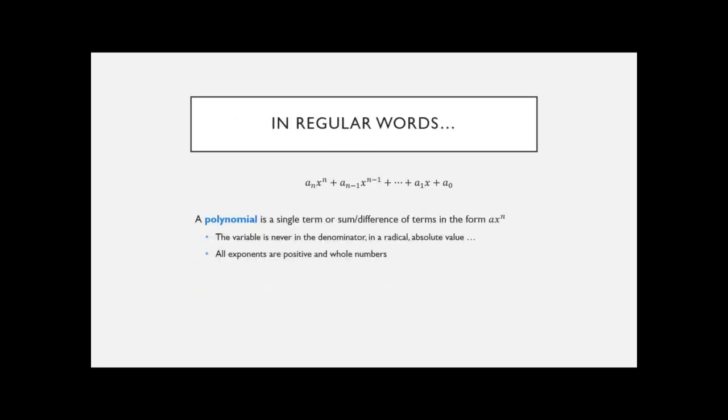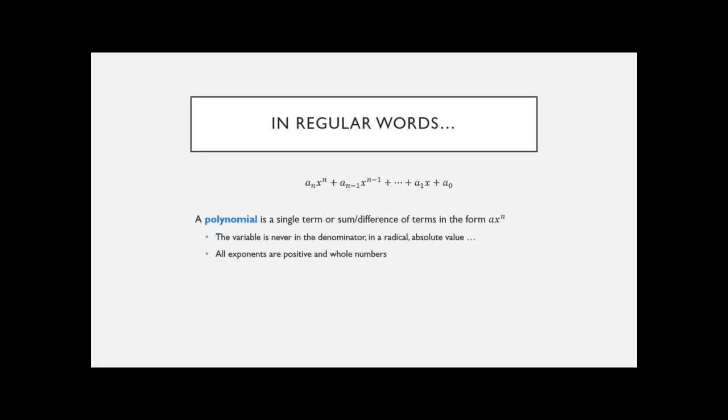Trying to translate this mathematical thing into regular words, essentially a polynomial can have one term, or a sum or difference of terms, and they're all in the form number times x to an exponent. So you can have a polynomial that's one term. You can have 2 terms, you can have 3 terms, you can have an infinite number of terms. What is special about a polynomial is that your variable is never in the denominator of a fraction.